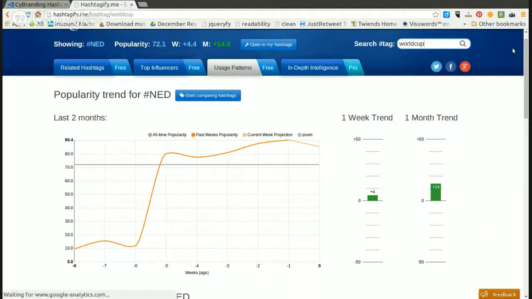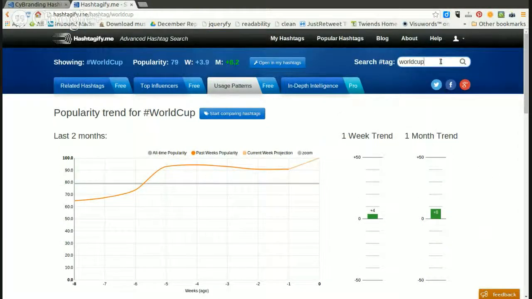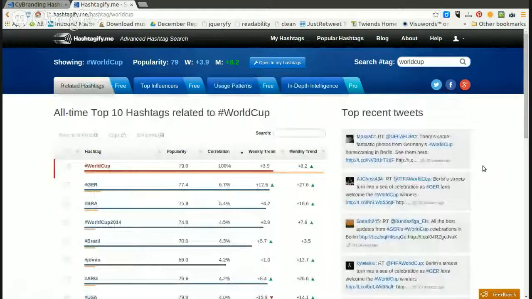For example, if we go back to our World Cup hashtag, you can see that it also shot up when the World Cup started, but it was already starting from a pretty high point. This is normal because of course the World Cup is big. It was the big subject also before the World Cup itself. So, for example, what is better, World Cup or World Cup 2014?